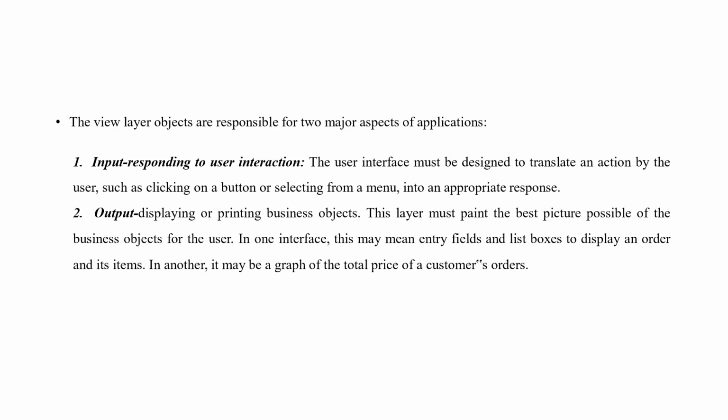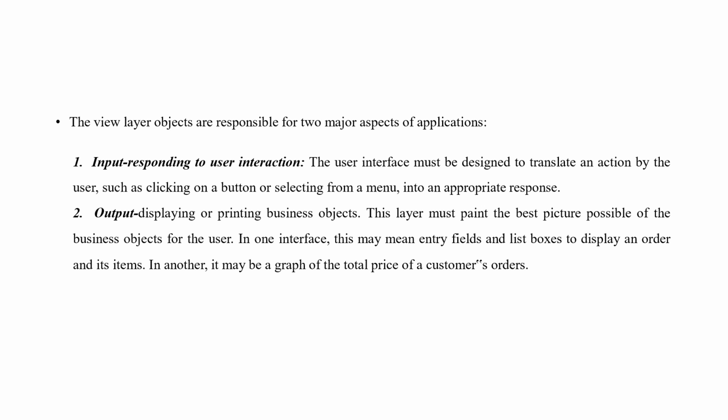So what are the main aspects of the view layer? There are two major aspects: one, the input, and second, the output. For the input, user interaction must be designed to translate an action by the user, such as clicking on a button or selecting from a menu, into an appropriate response.